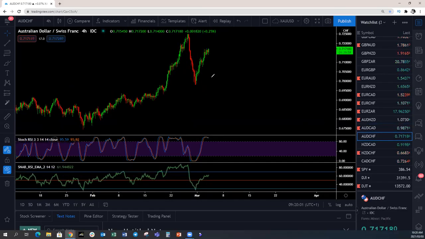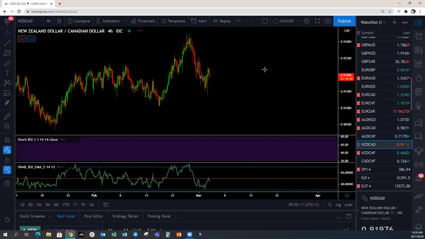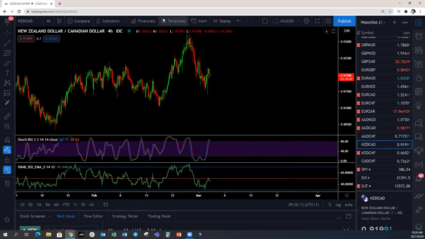AUD/CHF is making an impulse. So this one will be slightly different because you cannot sell this one now. New Zealand Canadian dollar also pulling back with this move. Is that a pullback? And now we're going to see this downside. Looks likely here because we're at the top, we're below 50.